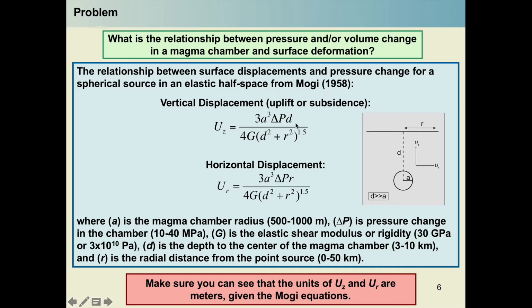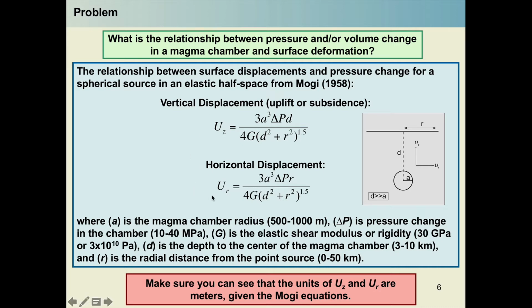D is the depth to the center of the magma chamber. It's divided by 4 times G. G is the elastic shear modulus or rigidity of the crust surrounding the magma chamber, times depth squared plus R squared, which is the radial distance out away from the center of your volcano to where you're actually measuring that displacement, to the 1/2 power.